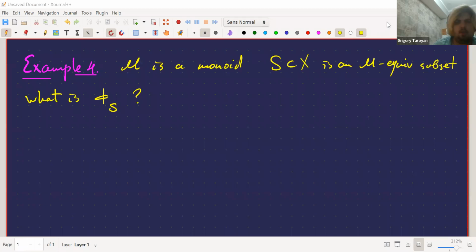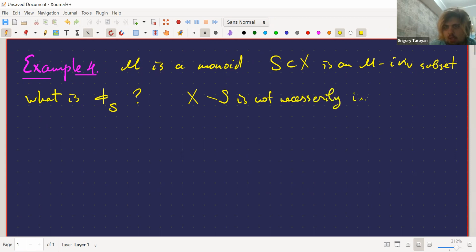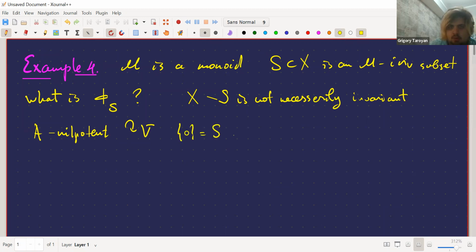Fix the problems. So yeah, as I was saying, we have a monoid, we have M-sets with M action, and we have a subset S inside of X, which is M-invariant. So we know that its complement is not necessarily invariant. As I explained, we can consider a nilpotent operator acting on a vector space, and so zero is invariant, and V without zero is not invariant because this monoid eventually maps all of this complement inside of zero.